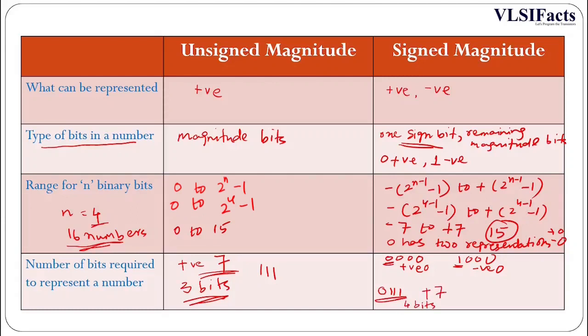Now in the comment section, you just let me know what is the largest number that I can represent using 3 binary bits in signed magnitude form.